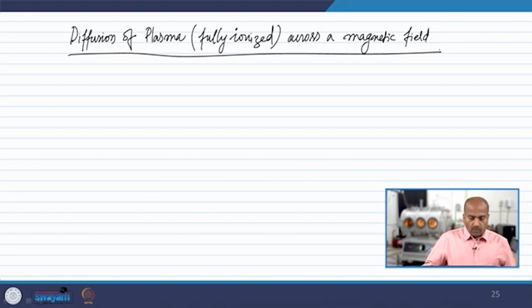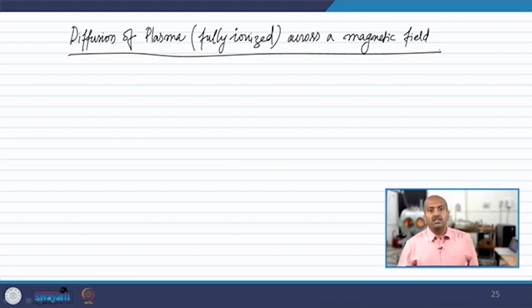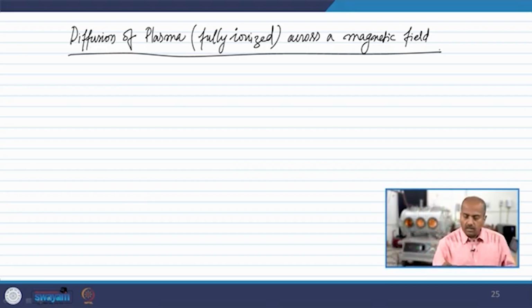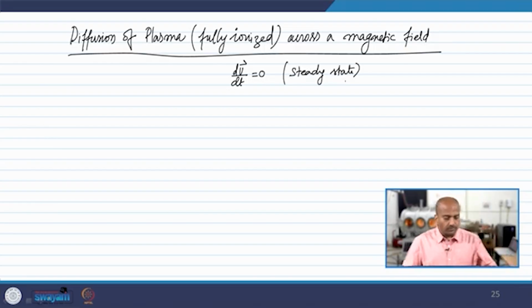So, for simplicity, we can assume the steady state to be existing, wherein you make the derivative of velocity with respect to time to be 0. That means the particles are moving in a steady state, with a constant velocity which is not changing with respect to time. That means there are no collisions inside which can disturb the steady nature of the velocity. So, for simplicity we say dV by dt is equal to 0, which is also called the steady state.